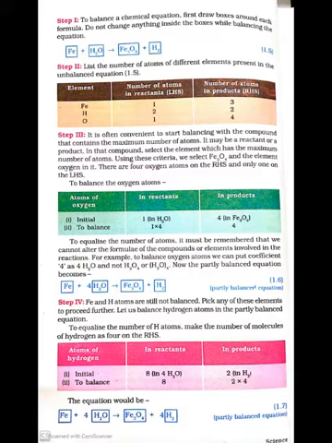Step 3. It is often convenient to start balancing with the compound that contains the maximum number of atoms. It may be a reactant or a product. In that compound, select the element which has the maximum number of atoms. Using these criteria, we select Fe3O4 and the element oxygen in it. There are 4 oxygen atoms on the RHS and only 1 on the LHS. To balance the oxygen atoms.